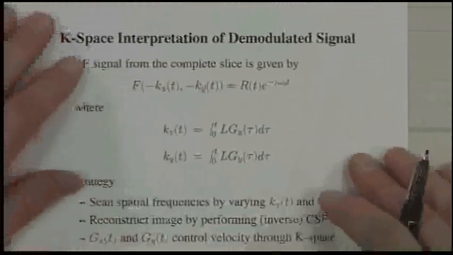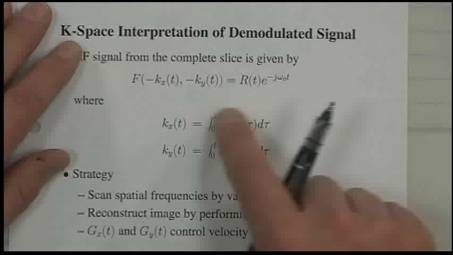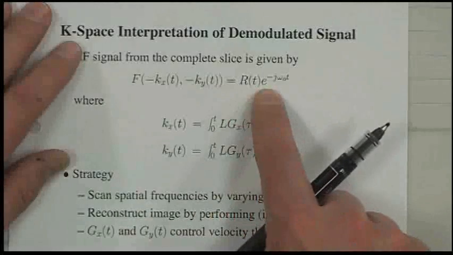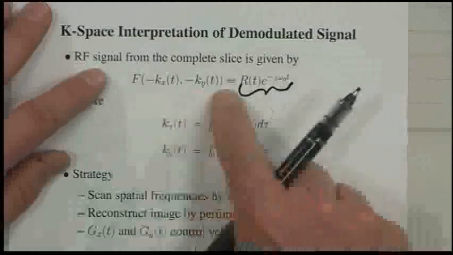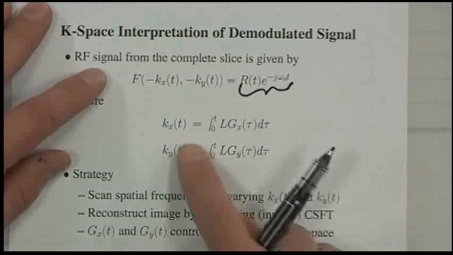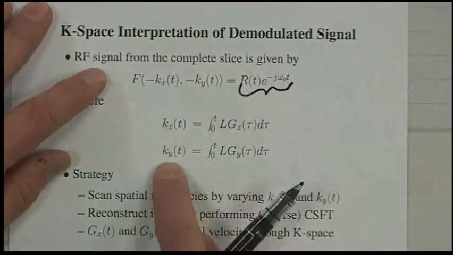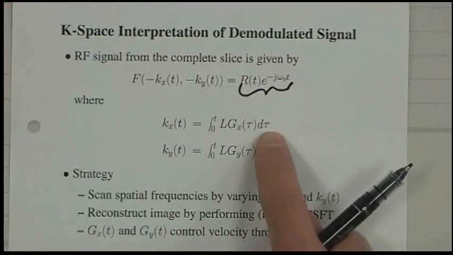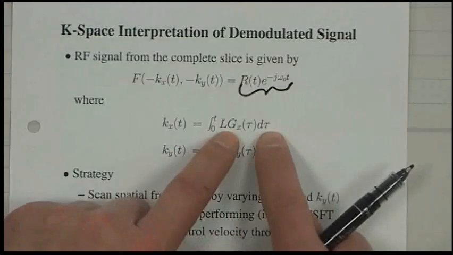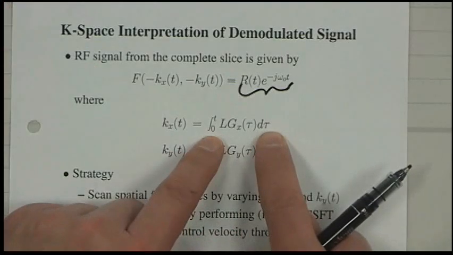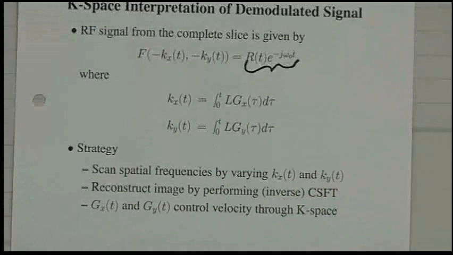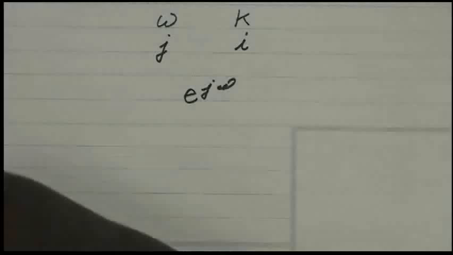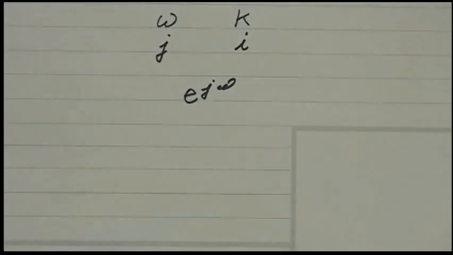So this is the received signal. If you demodulate, this is the demodulated signal. You're measuring this. And remember, what's kx and ky? You take the gradient and you integrate it over time. So basically, now what happens is this. And this is the part, in some sense, I like the most.